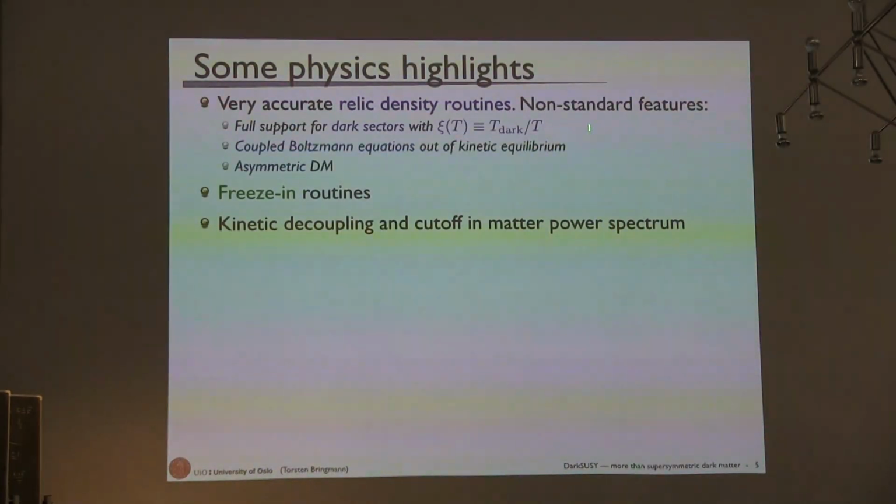And just to add here, the more non-standard things that you cannot that easily find in other codes is, for example, support for arbitrary dark sectors, which can have different temperatures, not just with a fixed temperature ratio, but an arbitrary temperature evolution in the dark sector. Coupled Boltzmann equations are implemented, so the kind of exceptions that I mentioned at the beginning of this lecture. Asymmetric dark matter is a recent addition, and so on.